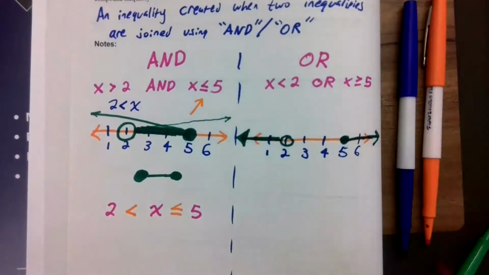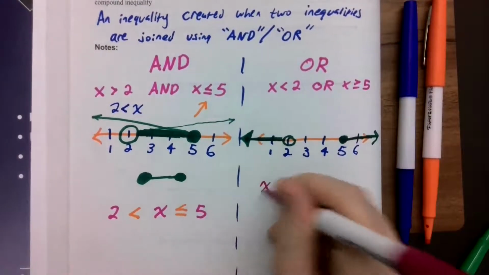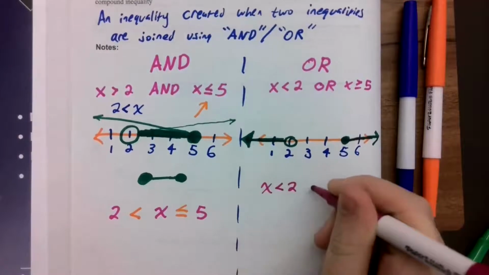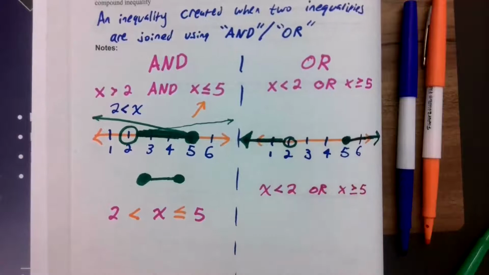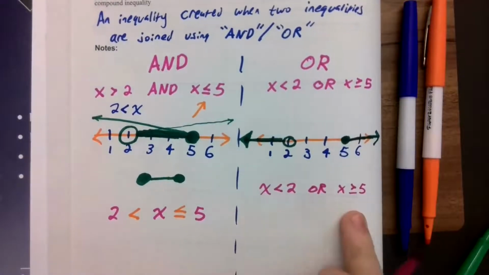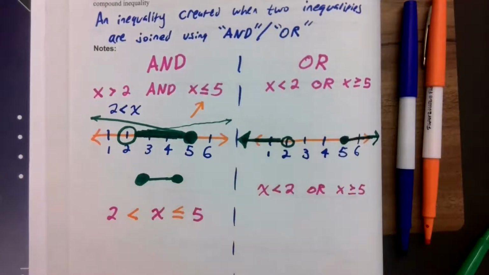The fun part about "or" statements is you don't need to write anything special for the solution, nothing like this. You would just write out both inequalities. x is less than 2, or x is greater than or equal to 5. In general, we like to keep it in this order, but you don't need to. It's just sort of like reading from left to right.